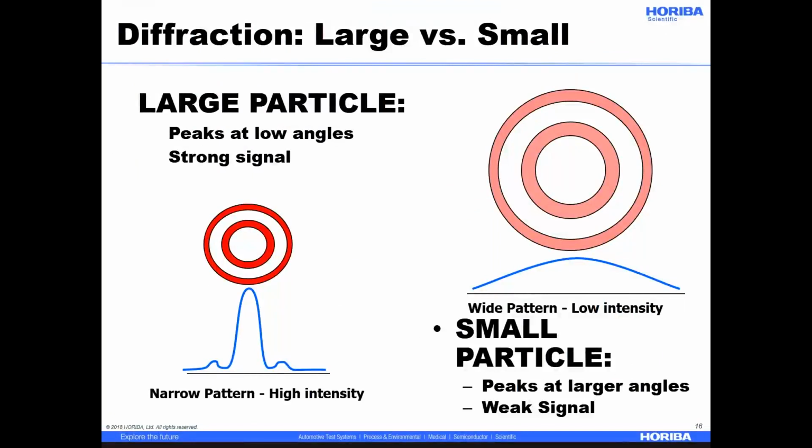Another cartoony way of showing it: large particles, I have a strong scatter intensity and peaks at small angles. And with smaller particles, I have a kind of a wide scattering pattern and lower scatter intensity.